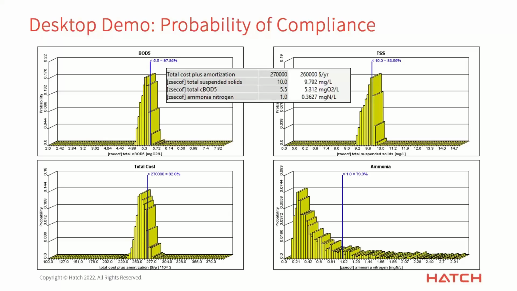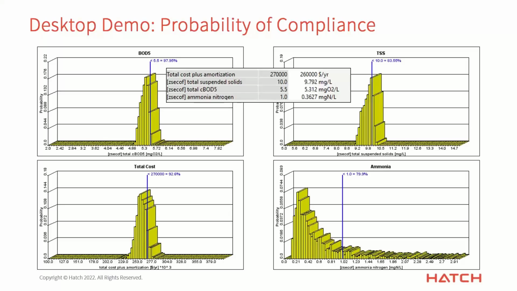So immediately you can see that none of the targets were met in every single simulation. So basically the probabilities of compliance were all less than 100%. So for the BOD, it was pretty good. We met the target 98% of the time. The TSS was 84%. The total cost was around 93%, and the ammonia was around 80%. So immediately we'd obviously noticed that the ammonia and the TSS concentrations were the targets that were the most out of spec.